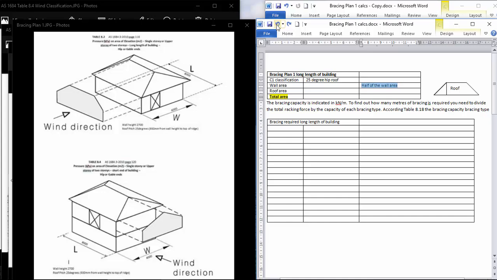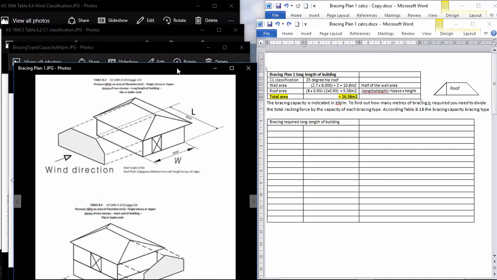We have half the wall height. We have a height of 2.7. We times it by the length and we divide it by 2. Then for the roof area, we multiply the length of the roof by the height of the roof. Then we deduct half the base times the height for these two little triangles here. And this gives us a total of 16.38 square metres.